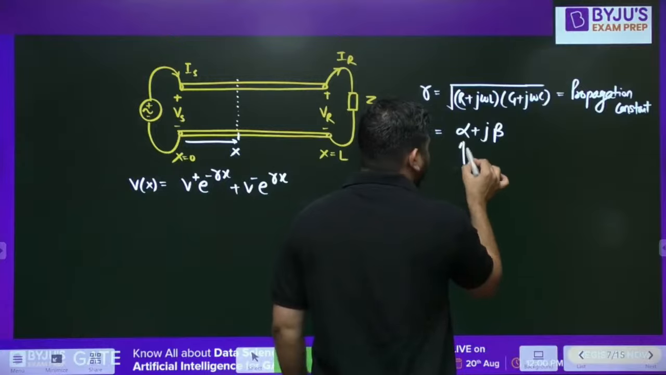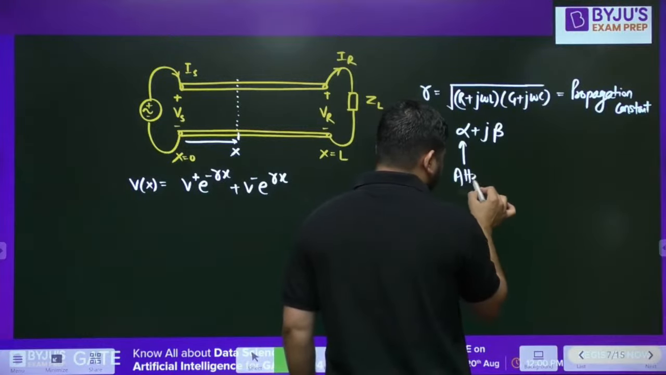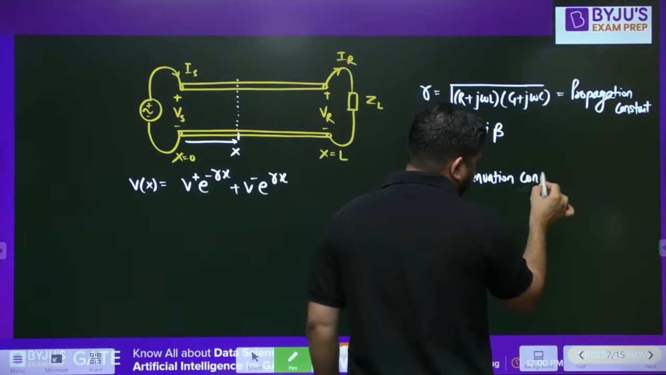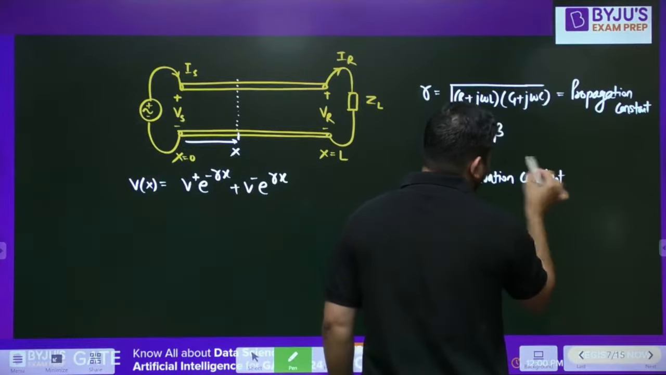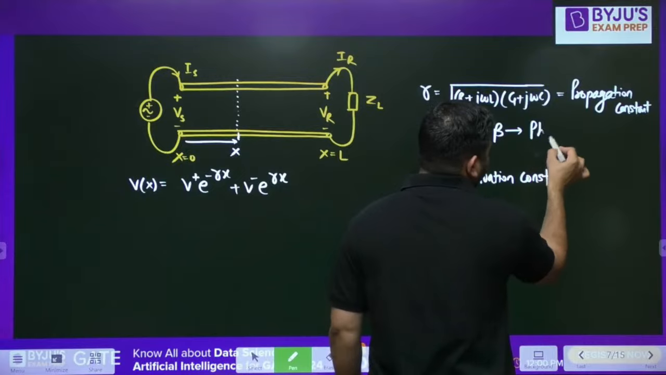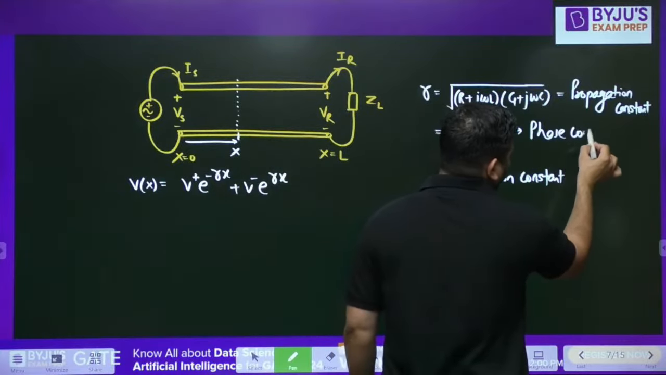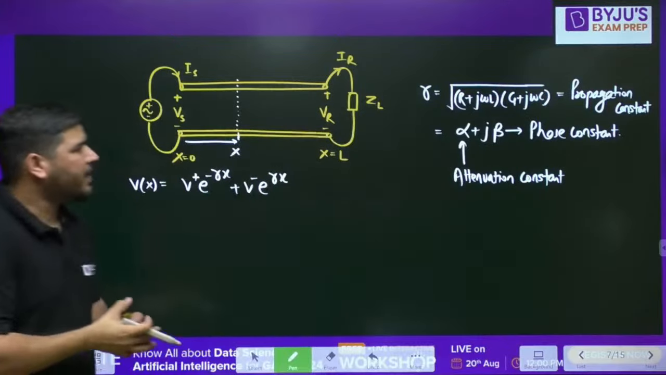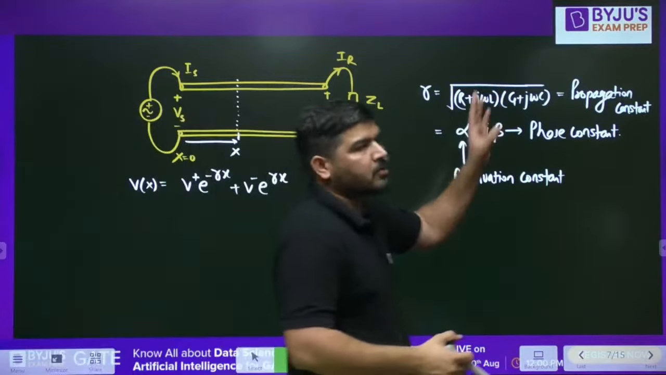Alpha is known as attenuation constant, and beta is known as phase constant. Beta is known as phase constant. Okay, so this way we have defined the propagation constant.